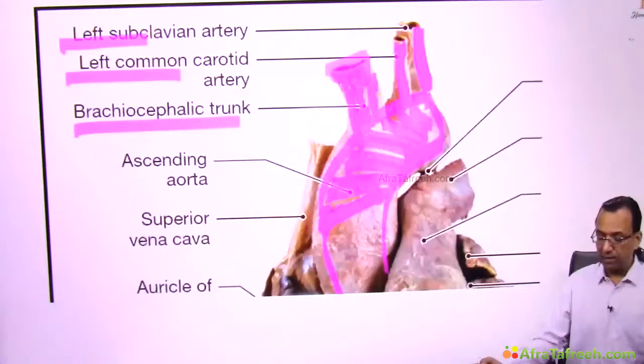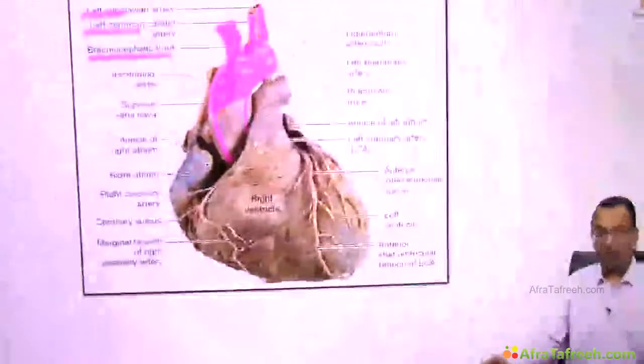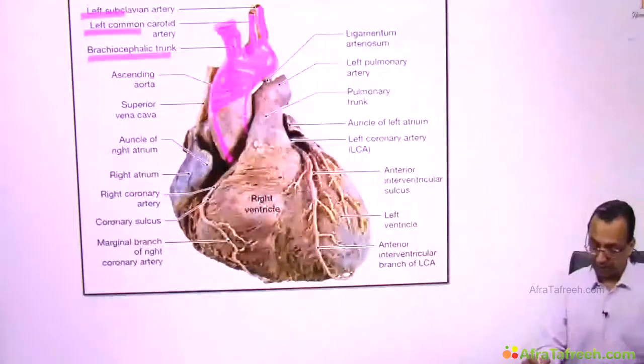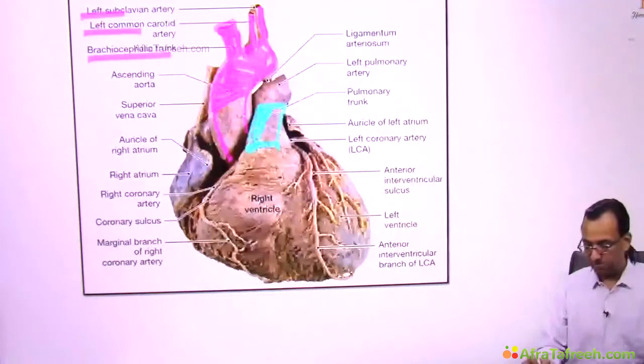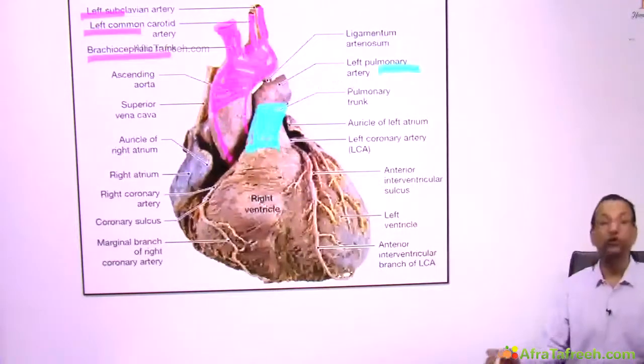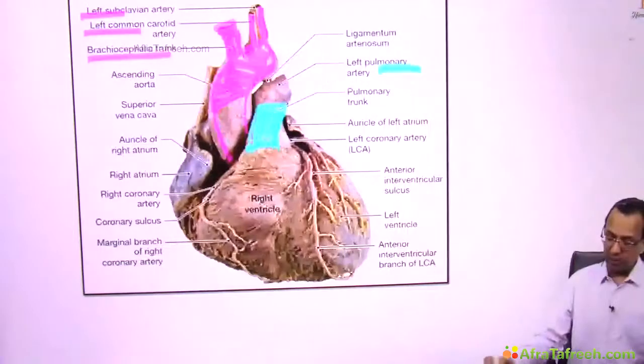I think then we got the pulmonary trunk. Yes, that is the pulmonary trunk here. You can see that the pulmonary trunk is dividing into pulmonary arteries towards the lung. You can see one more thing. This is the right ventricle.